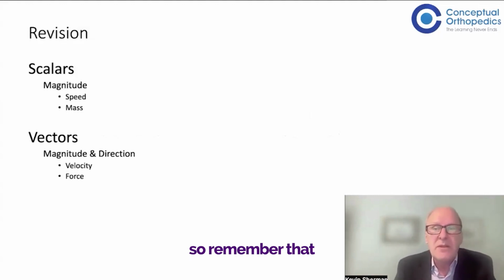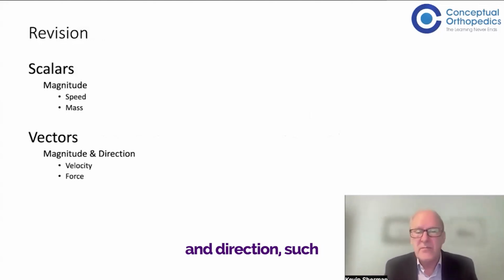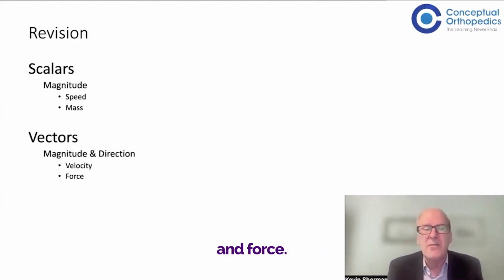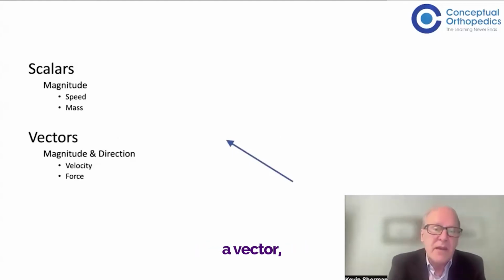So remember that there's a difference between scalars and vectors. Scalars have just magnitude, such as speed or mass, and vectors have both magnitude and direction, such as velocity and force. And that means if we're talking about a vector, we can represent it as an arrow, the length of which is proportional to the magnitude, and the arrow points to the direction. It gives the direction.